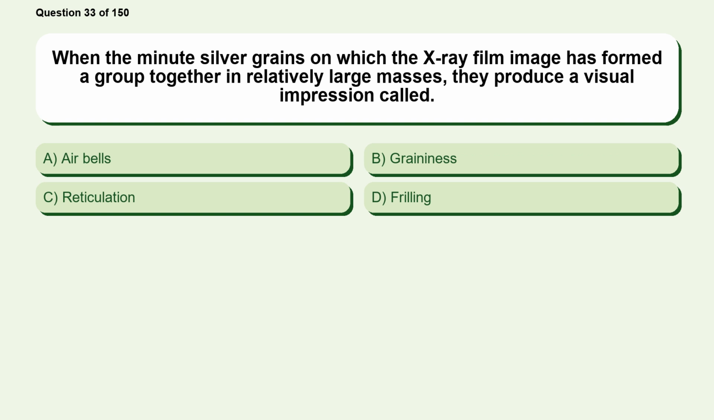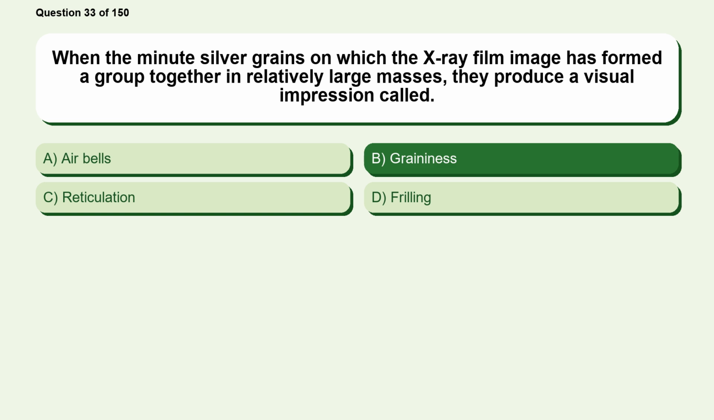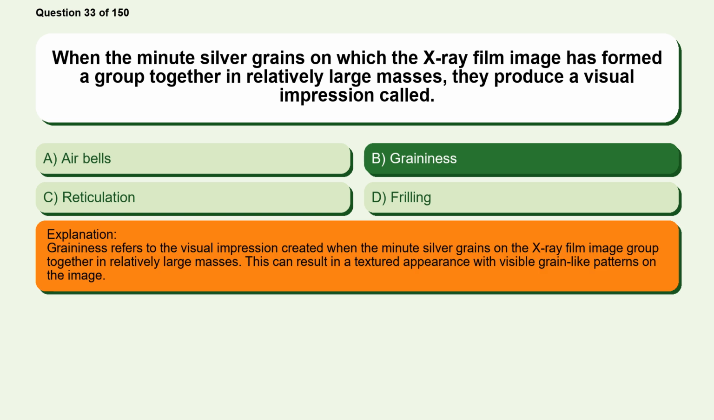Question 33. When the minute silver grains on which the X-ray film image has formed group together in relatively large masses, they produce a visual impression called: Option A, air bells. Option B, graininess. Option C, reticulation. Option D, frilling. The correct answer is Option B, graininess. Graininess refers to the visual impression created when the minute silver grains group together in relatively large masses. This can result in a textured appearance with visible grain-like patterns on the image.